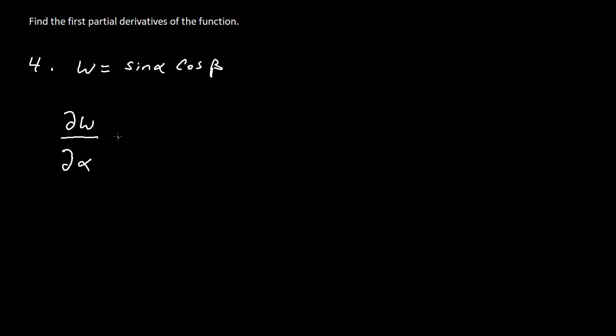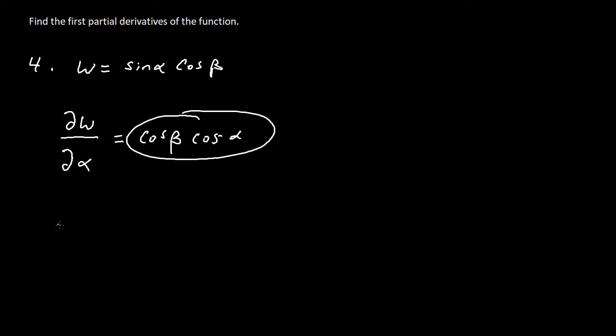So in this case, sine of alpha is going to be what we derive, and cosine of beta is going to be treated as a constant. So in this case, cosine of beta is just a constant, and the derivative of sine of alpha, remember, is just cosine of alpha. So this is going to be the partial derivative with respect to alpha.